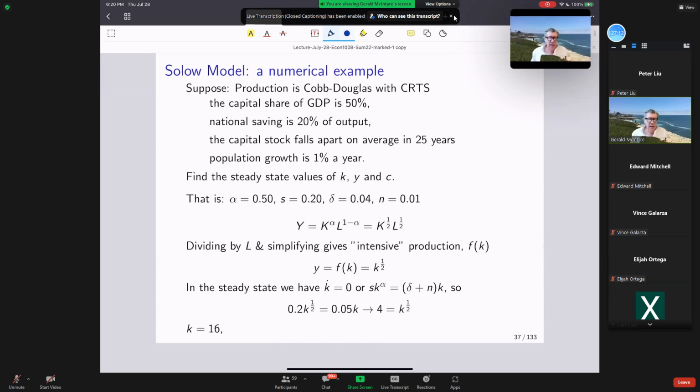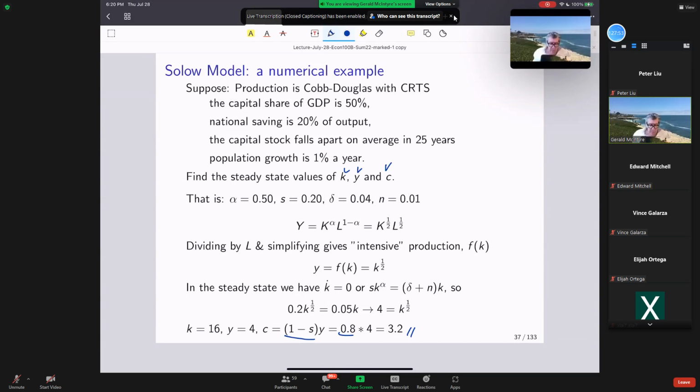If small k is equal to 16, then we can solve everything else. From the production function right here, once we have small k, we can get small y. Small y is 4. Once we have small y, recall that C is equal to 1 minus the savings rate times small y. The savings rate is 20%, so the consumption rate is 80%, right here. And 0.8 times 4 is 3.2. And so we have all of the variables we want mathematically. On the previous slide, we had them graphically. All right, so that's how you solve out the model.